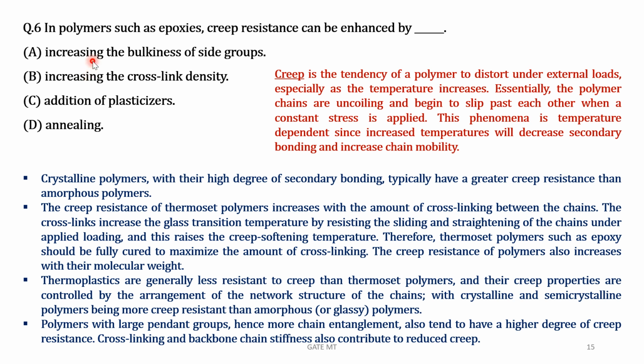So one thing you have to keep in mind, we have to first realize whether the material under consideration is a thermoplast or thermoset. Comparing thermoplast and thermoset, thermoplast will be less creep resistant compared to thermoset polymers. Also in thermoset polymers, either we can increase the molecular weight or we can increase the cross-linking between the chains. Cross-linking can be increased by increasing the curing. Also comparing crystalline, semi-crystalline and amorphous polymers, crystalline will be more creep resistant and amorphous polymers will be the least creep resistant. So is this question clear?